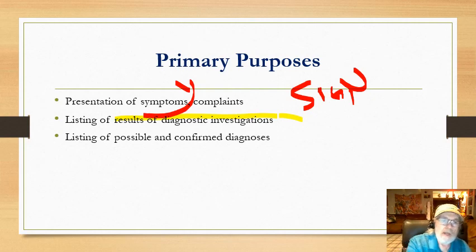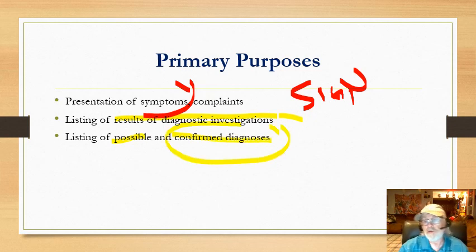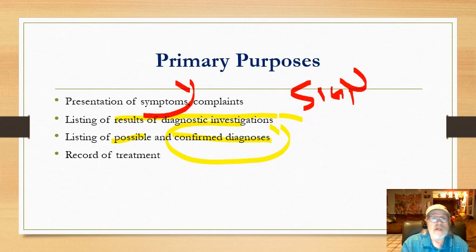So this listing of possibilities, which is my differential, as well as my confirmed diagnosis, which would be what's called the final diagnosis, is on the medical record. It's the last thing, and that's what they're being treated for, that confirmed diagnosis. It's also a record of treatment: what's going on and what's been done, so that people don't duplicate things. So that's an important thing.